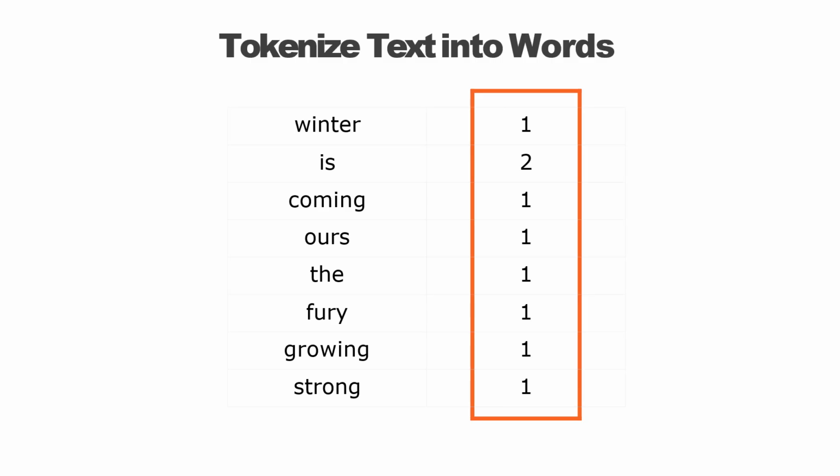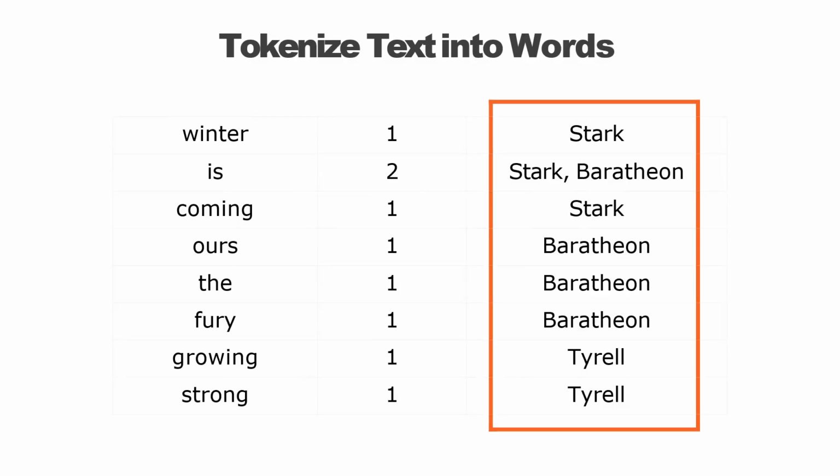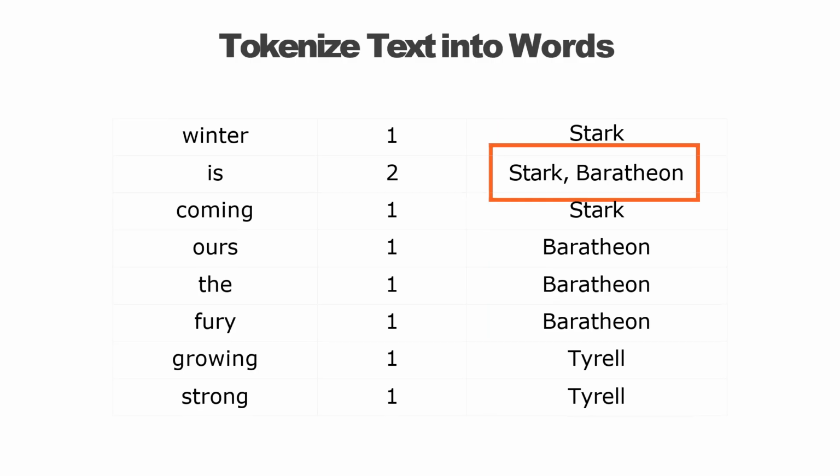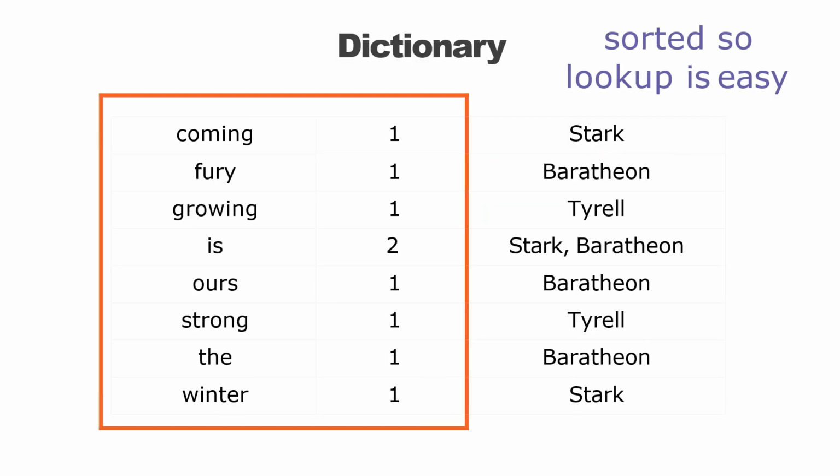Now you have to find out which are the words, how many occurrences of each, and in which document. So look at this here. Winter is coming only one time in the Stark document. Is appears in two documents like that. So this is called tokenization.